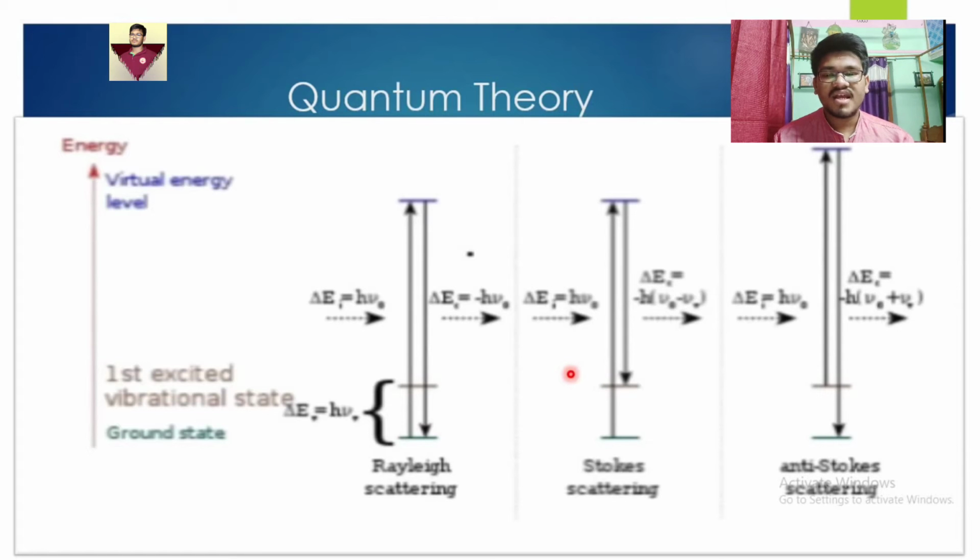Alright, so here I am talking, it is a virtual energy level. So virtual energy level is nothing but, so the molecule can be excited to some higher energy level than the ground state, to some arbitrary energy level. That is why we are calling it a virtual energy level. So it is the concept of it.